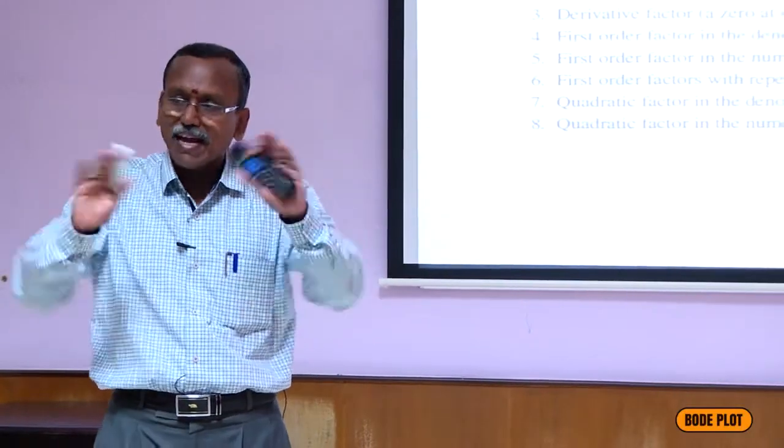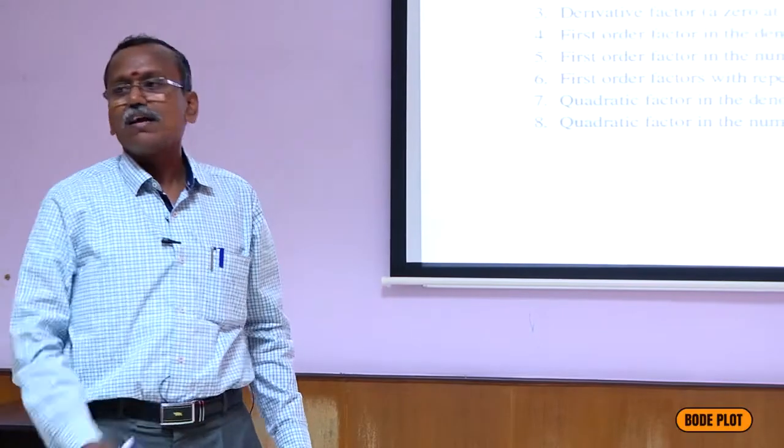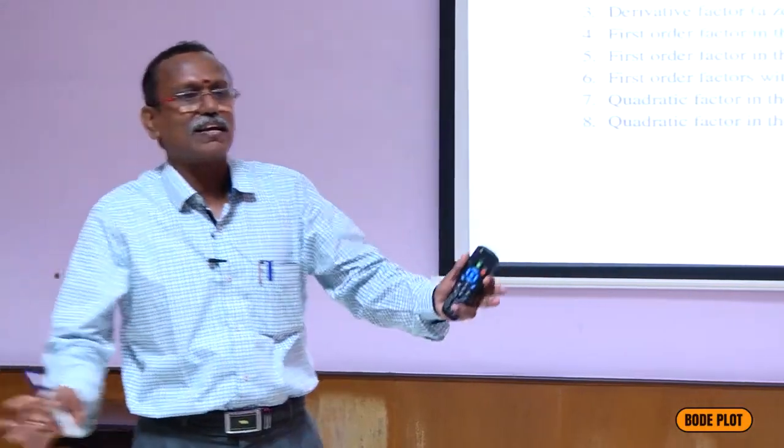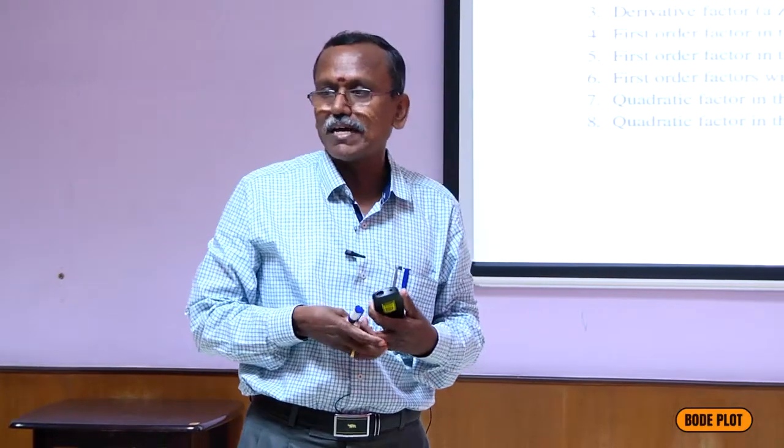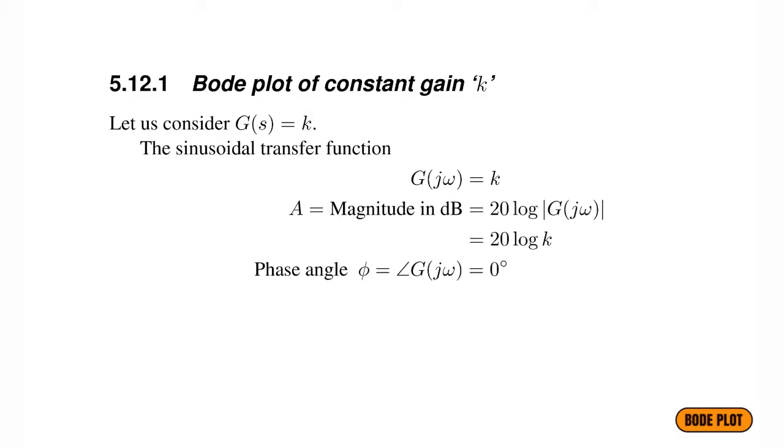If I break down the given transfer function into all these factors, and I know the Bode plot for each factor, I can graphically add all the Bode plots so that I get the complete Bode plot. So for each factor, we have to see what the Bode plot is. Next.